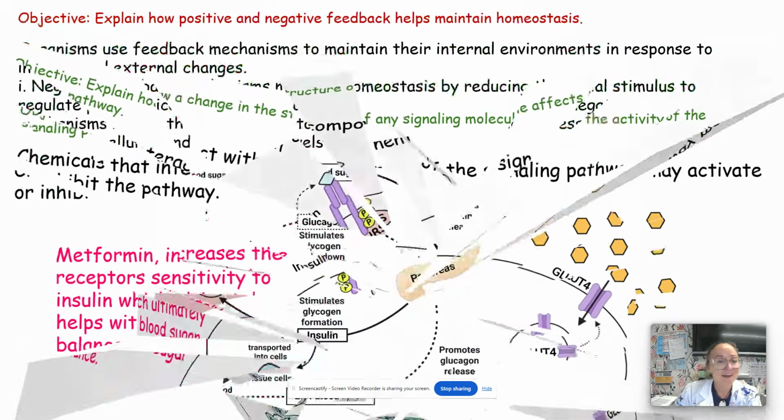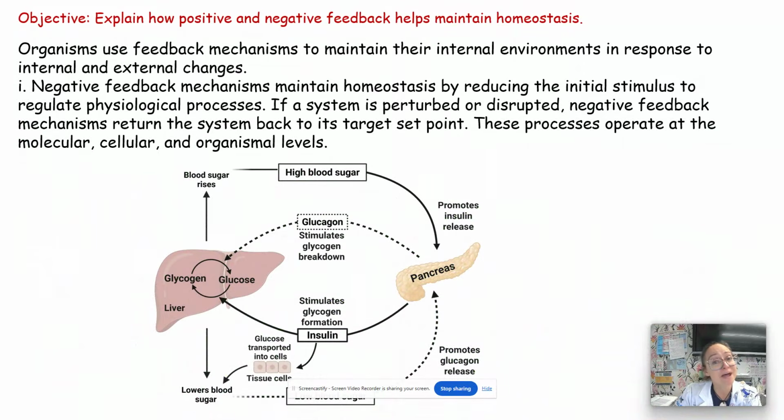Okay. So now we're moving into feedback loops. There's only two essential knowledges when it comes to feedback. Negative feedback mechanisms are used to maintain homeostasis by reducing the initial stimulus. A common example of this is going to be insulin and glucagon with blood sugar balance.